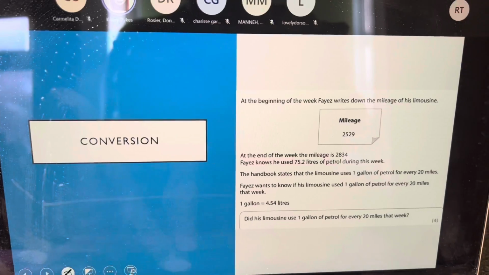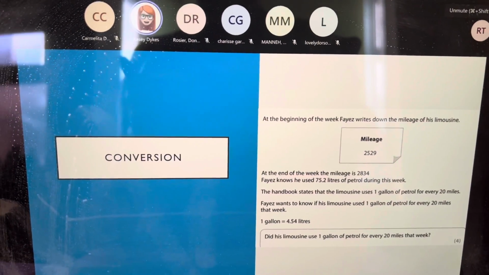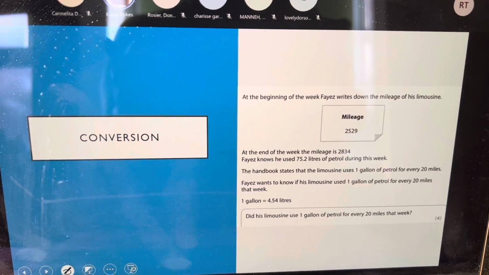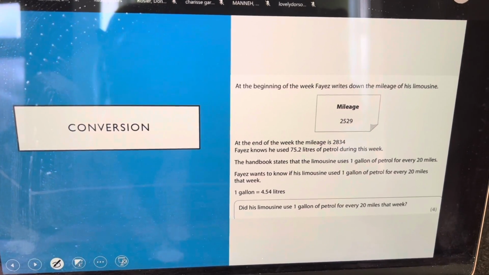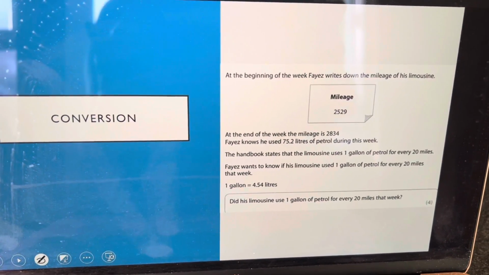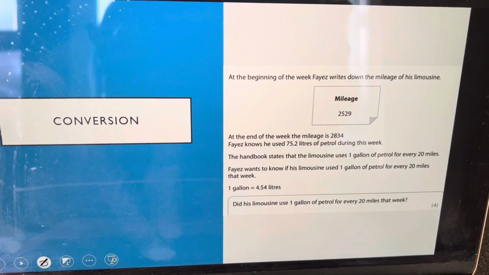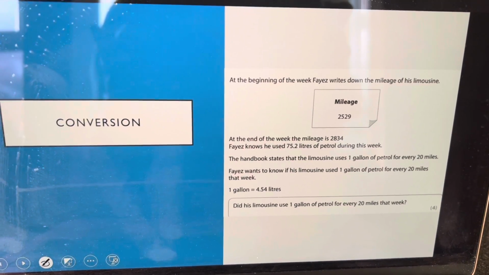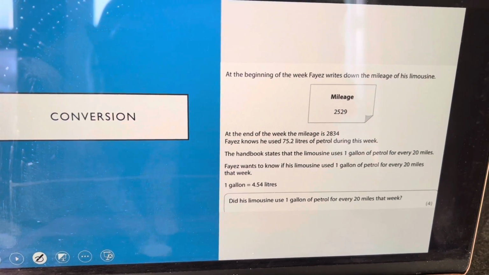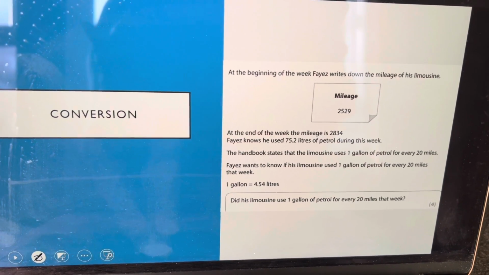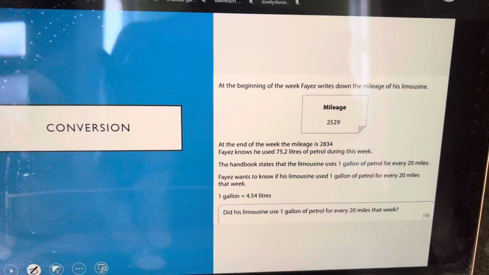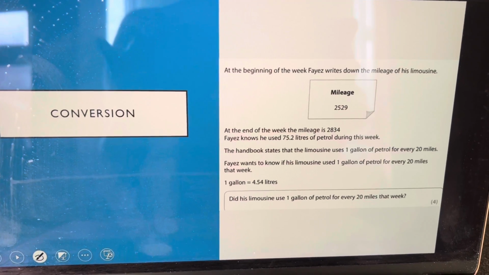At the end of the week, his mileage is 2,834 miles. He knows that he used 75.2 litres of petrol during the week. The handbook states that the limousine uses 1 gallon of petrol for every 20 miles. He wants to know if his limousine does use 1 gallon of petrol for every 20 miles. And we know that 1 gallon is the same as 4.54 litres. And you need to work out if his limousine uses 1 gallon of petrol for every 20 miles that week.